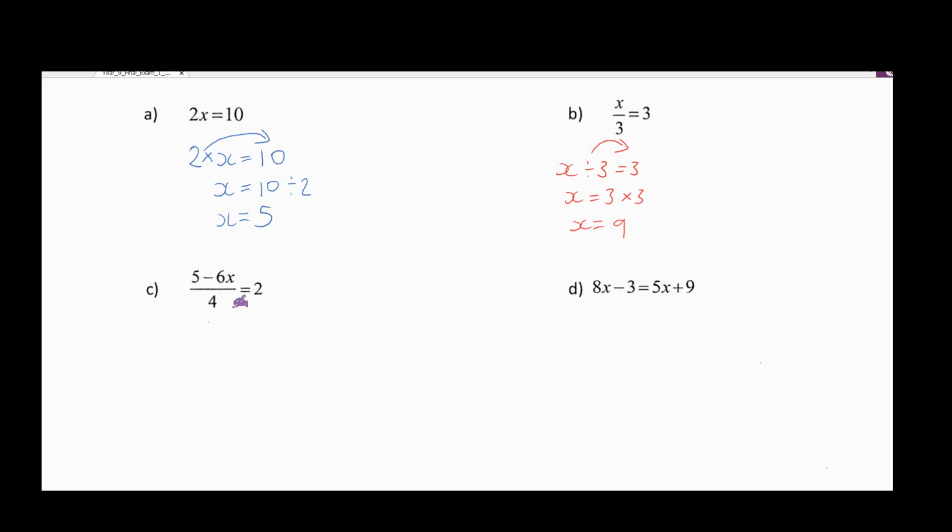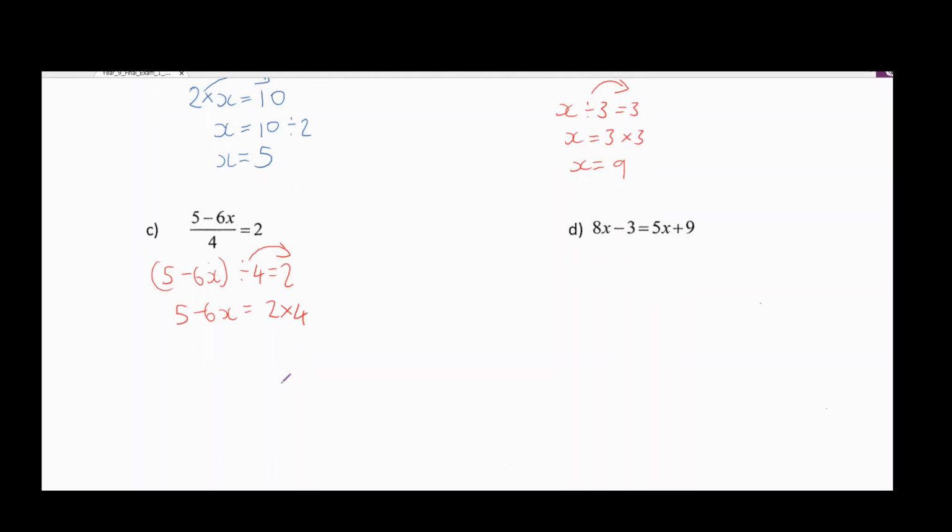C. Here, we need to move this divide by 4. So this is 5 take 6x, in brackets, divide by 4 equals 2. This divide by 4 goes to the other side, it becomes times. 5 take 6x equals 2 times 4. 5 take 6x equals 8.